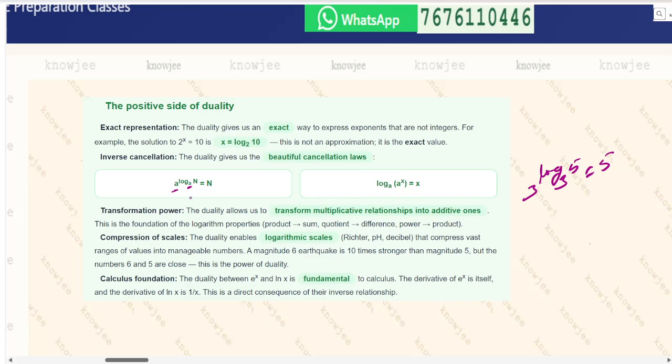There is the exponent inside the log. Here we have log base a of a to the power x, so this a and a cancel and the value will be x. So log base 3 of 3 to the power 5, this cancels and it will be equal to 5.